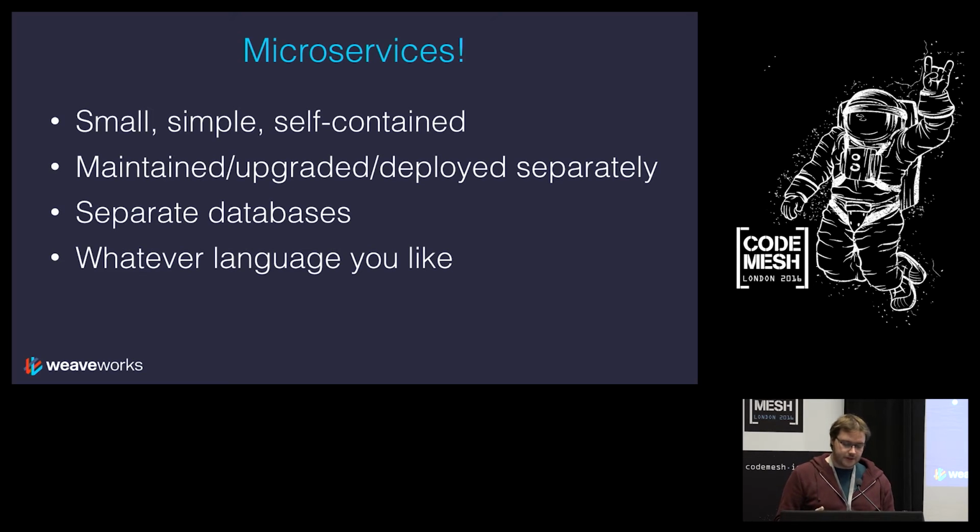So of course, each service is small, simple, and self-contained. Each service can be maintained by a separate team and upgraded and deployed independently of the others. Each service that has state obviously needs to have its own independent database so that those database schema upgrades don't need to be synchronized across different teams. And so we're trying to decouple things as much as we possibly can. And of course, different teams can use whatever language they want.